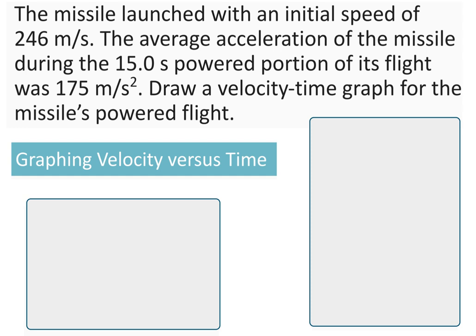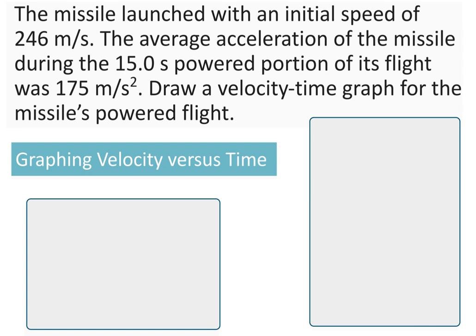So let's look at the example that's there. It says the missile launched with an initial speed of 246 meters per second. The average acceleration of the missile during the 15 seconds of the flight was 175 meters per second squared. Draw a velocity-time graph.